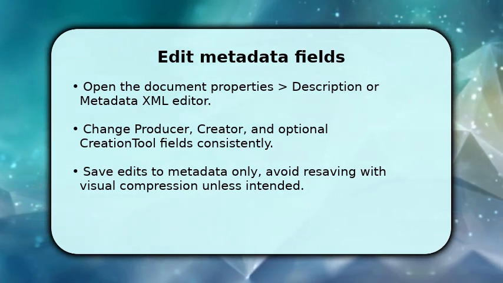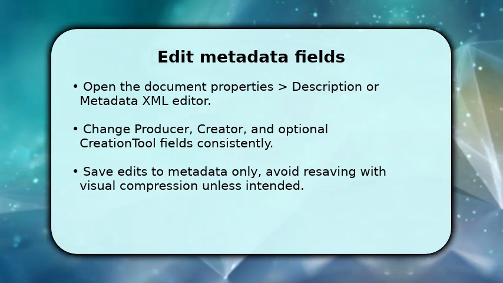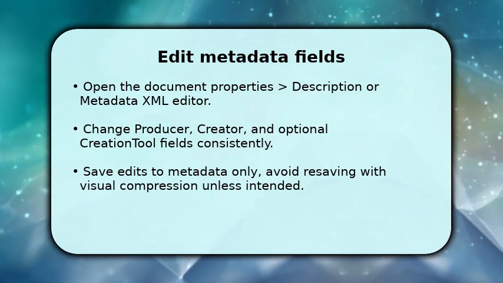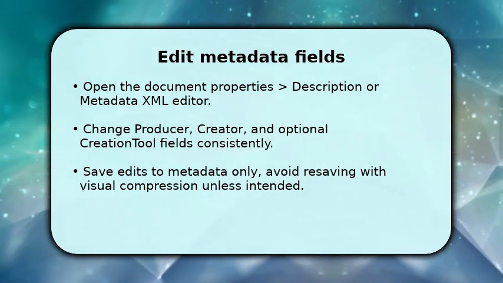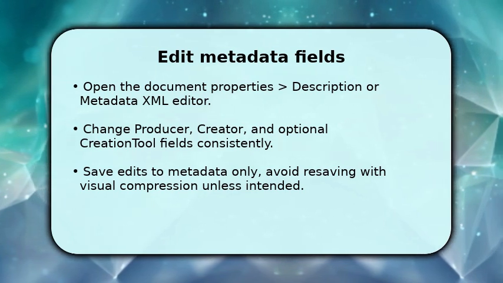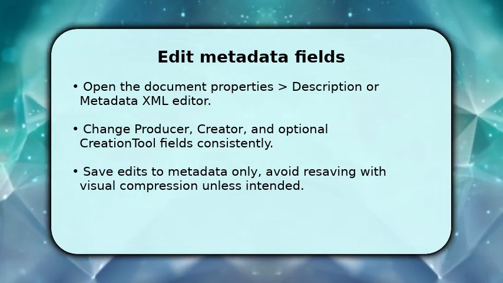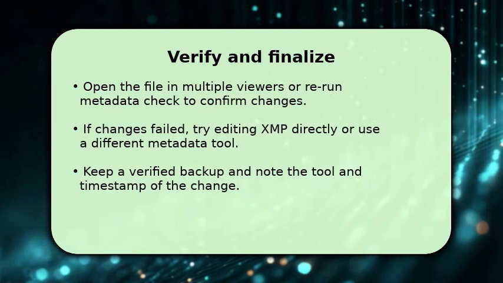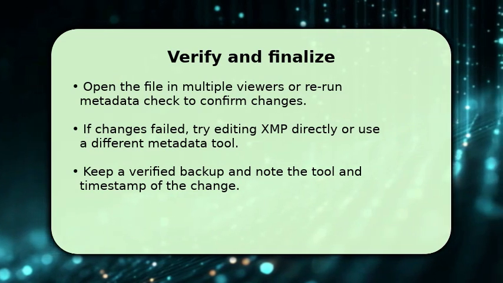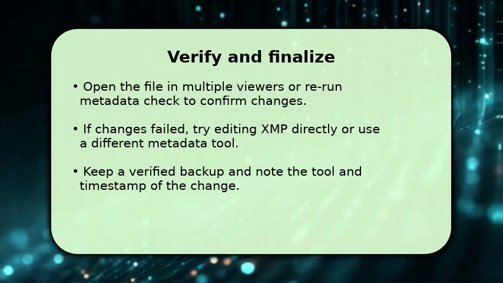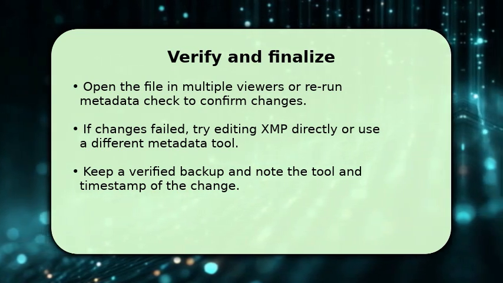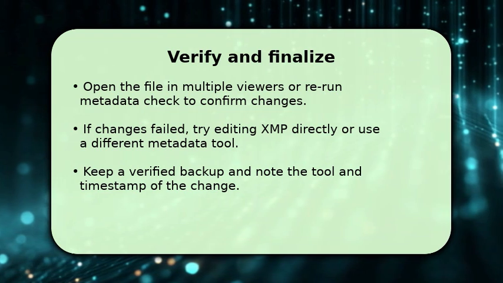Once done, ensure you don't trigger content re-rendering unless you want a new modification date. Choose metadata only save. Because different tools map fields differently, check the PDF's XMP metadata block to finish by verifying your edits. Reopen the PDF and inspect the metadata in another viewer or with an XMP inspector to confirm the producer value updated. If the change didn't stick, try writing the XMP packet directly or use an alternate tool that updates both info and XMP metadata.